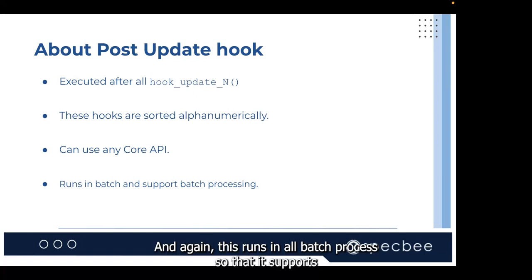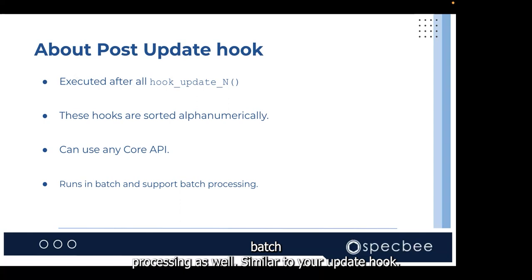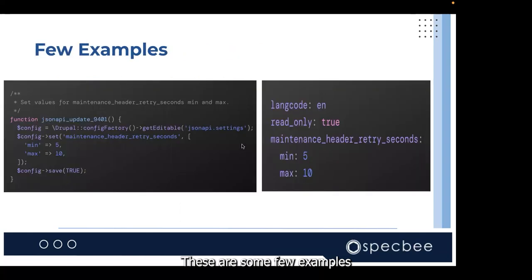And again, this runs in a batch process and supports batch processing as well, similar to your update hook. Now, a few examples, simple ones that I've picked up from our core only. So this is an example of an update API. As you can see, JSON API is the name of the module, and update 9401. And what I'm doing here is I have this configuration called jsonapi.settings.